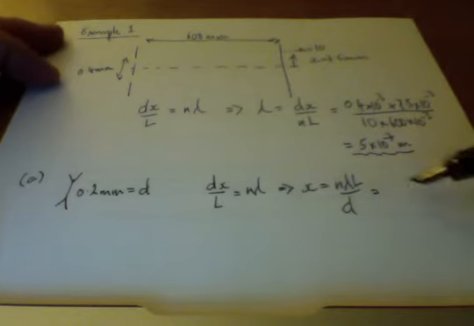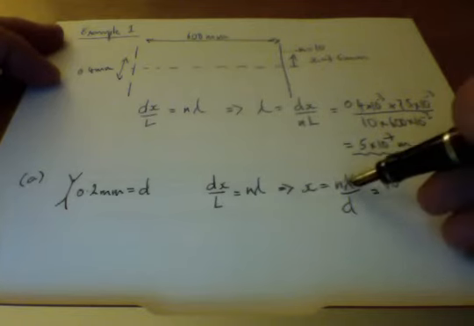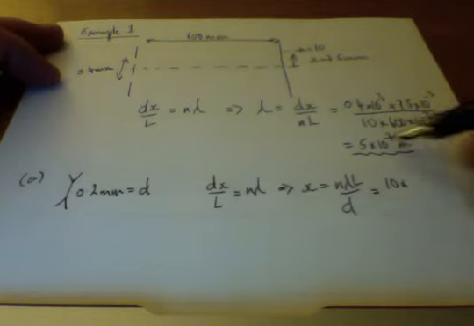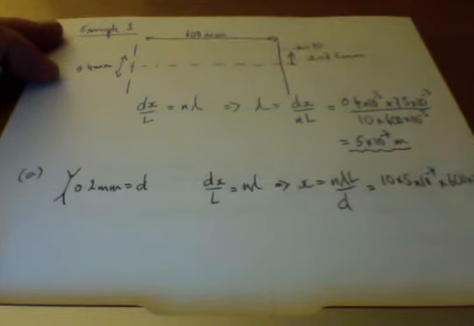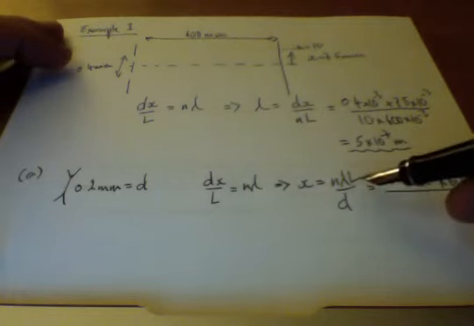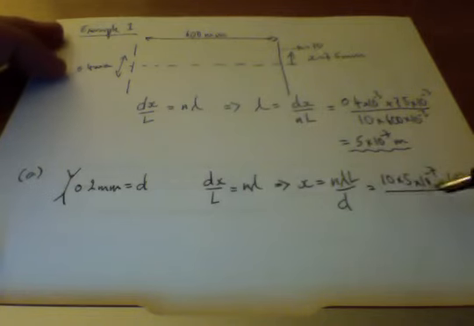Plug in all other values, like we did before. So we have our 10th maxima, our wavelength of light is now known, and our separation from the screen is 600 millimeters. Divide that all by our distance, which is now 0.2 millimeters.